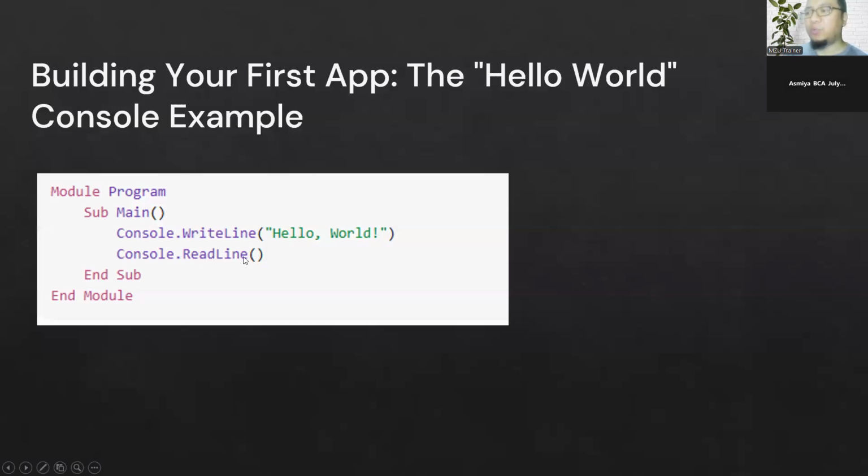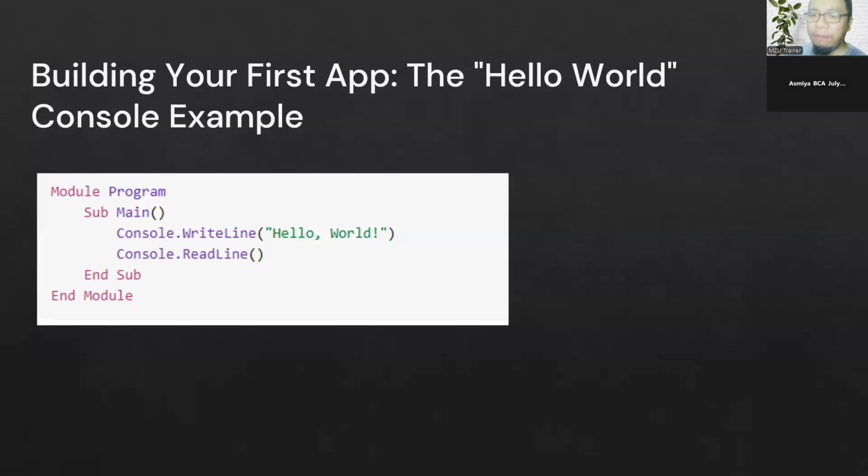So we put a ReadLine. ReadLine waits for user input before closing the console. If you do not have this line, then in the blink of an eye, the console will just get closed. So we have to keep this ReadLine in order to see this output. All right. So that's how simple it is. I think it is not difficult to understand.